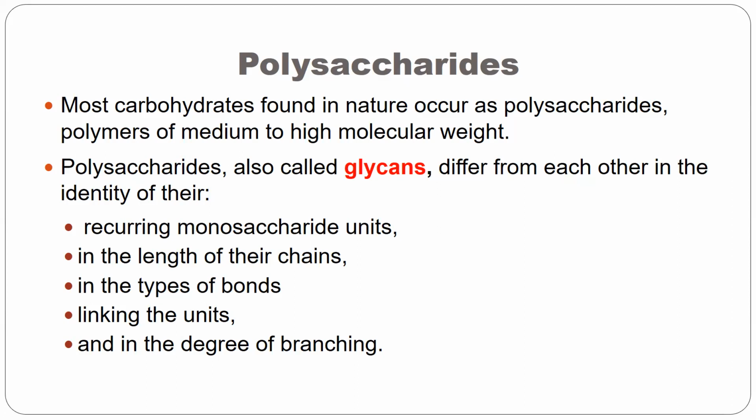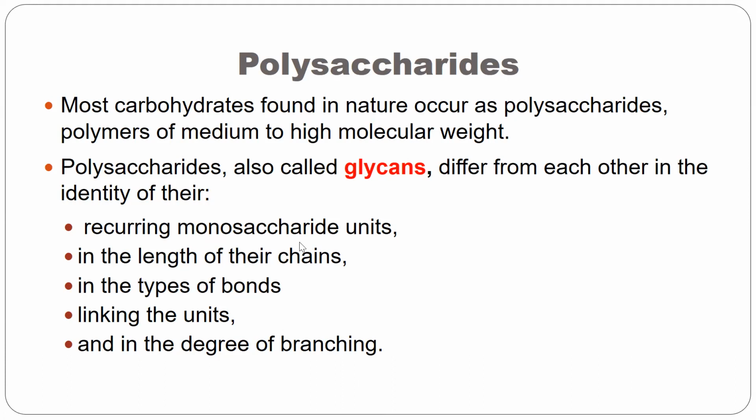We have learned in proteins, proteins also is a polymer, no? It's a biological polymer. Any polymer with a repeating unit that can be found in nature, we call biological polymers. So for proteins, the repeating unit is the amino acids. And for polysaccharides, the repeating units are the monosaccharides. So polysaccharides are also called glycans, which differ from each other in the identity of the recurring monosaccharide.